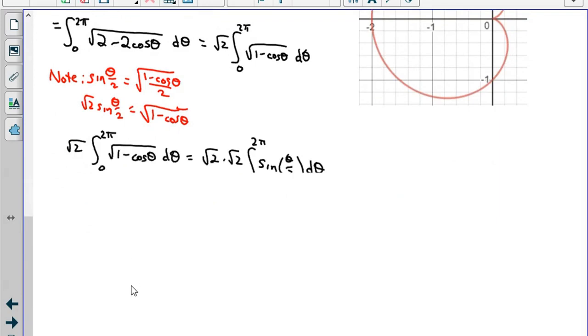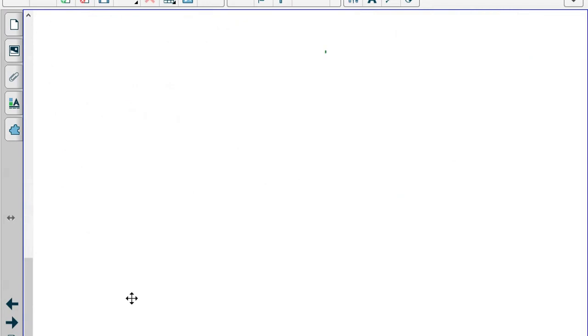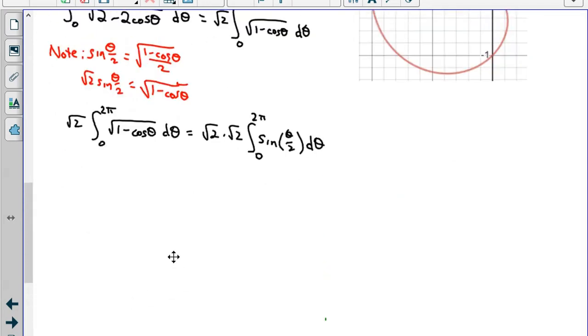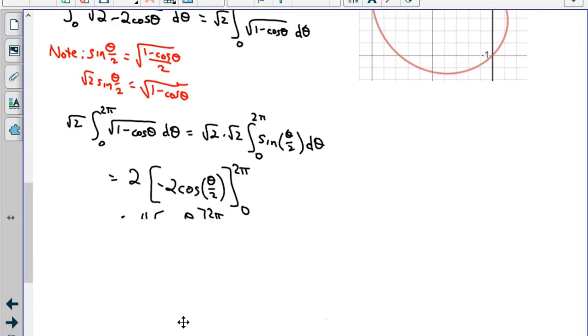Then I end up with 2 times negative 2 cosine of theta over 2 after I integrate. Root 2 times root 2 is 2. So that's where that came from. And that's evaluated from 0 to 2 pi. I'm just going to multiply that negative 2 to the outside to make calculations a little simpler.